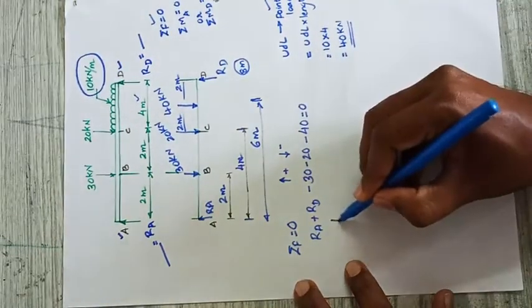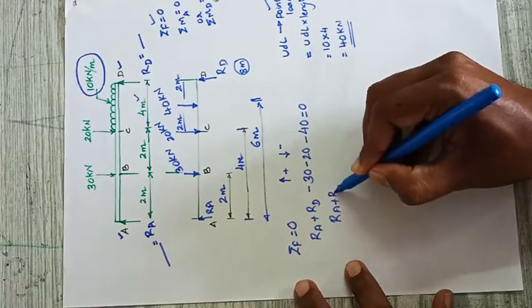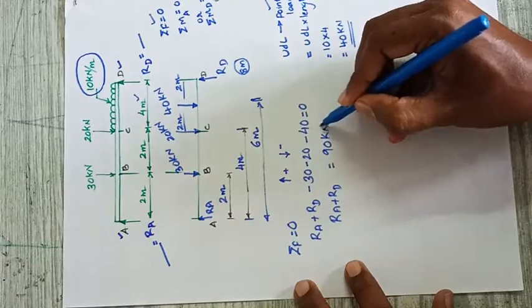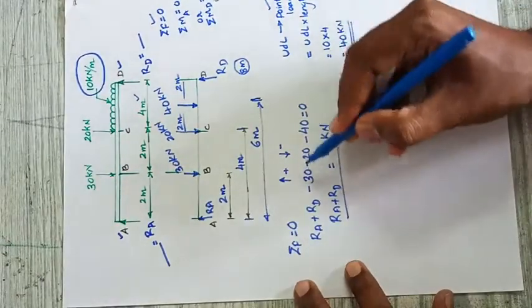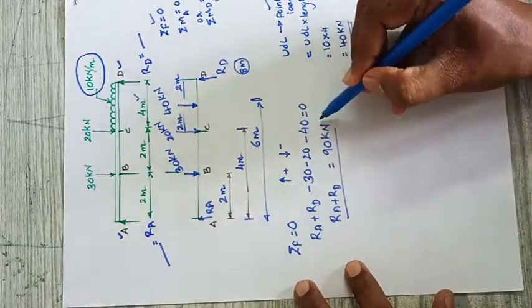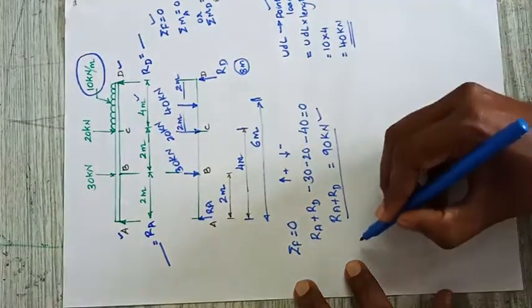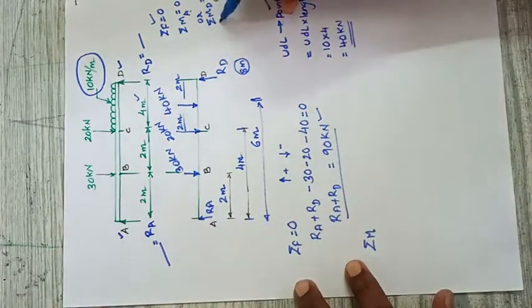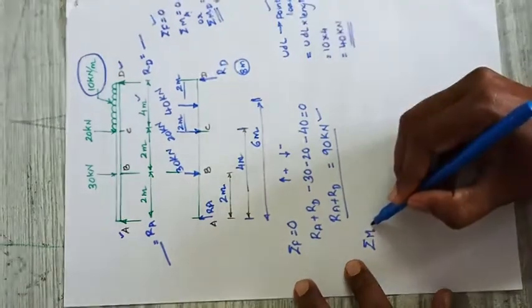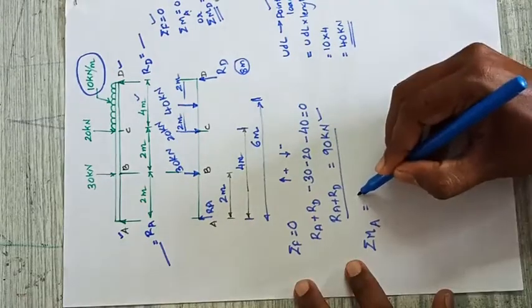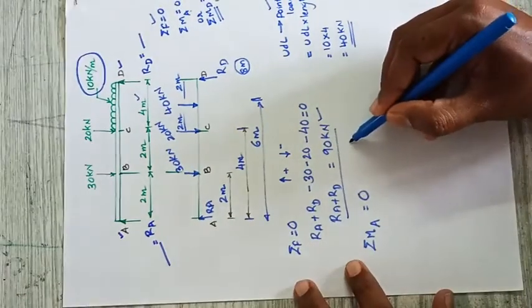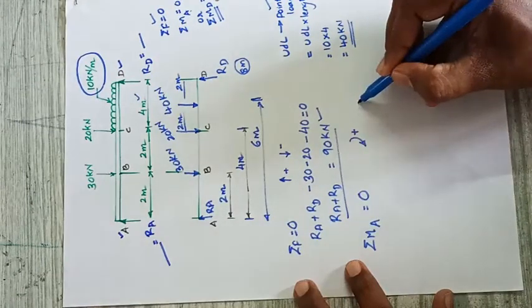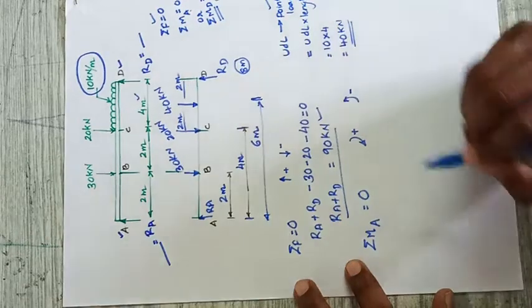is equal to 0. So RA plus RD is equal to 90 kilonewton. It is 30, 50 and it is 90 kilonewton. Next, summation of moments. You can take moment about A or you can take the moment about D. I will take the moment about A. When it comes to moment, always you have to define the rotation. Clockwise as positive, anti-clockwise as negative.